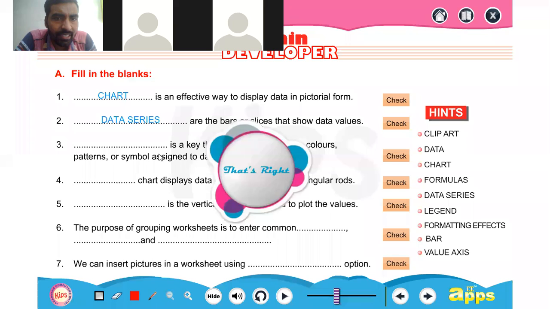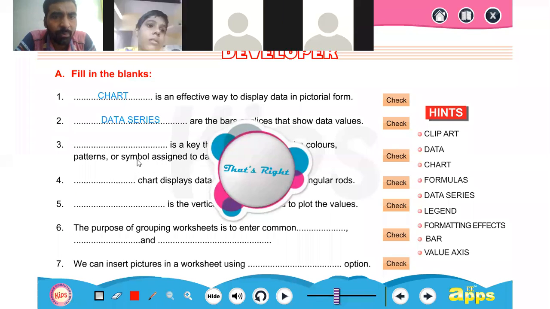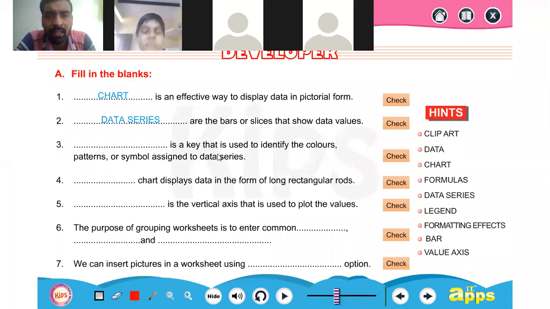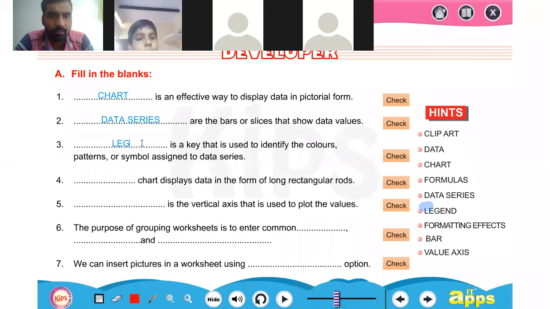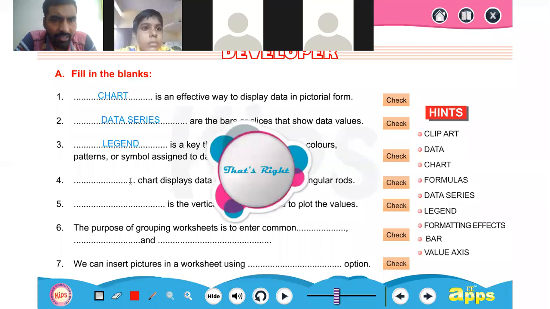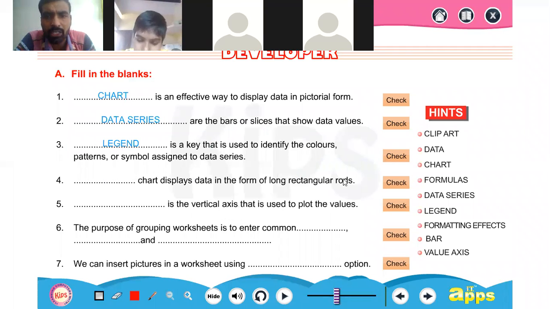Next, dash to identify the color of the data series. It is legend. Next, dash chart displays data in the form of long rectangular rods. Bar chart.